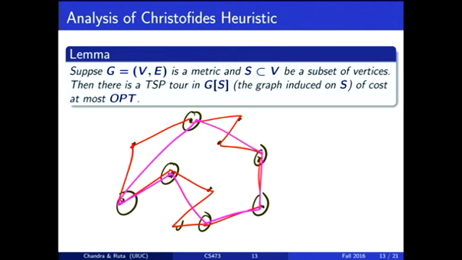How am I going to prove it? Look, we know that there is a pink cycle on these odd degree vertices whose cost is no more than optimum, right? Why? Because we can take the optimum entire cycle and make it smaller, visiting only the odd degree vertices, and that cost is no more than opt. But I want a matching, I don't want a tour, right? How can I argue that there is a matching of half the cost of this pink cycle?